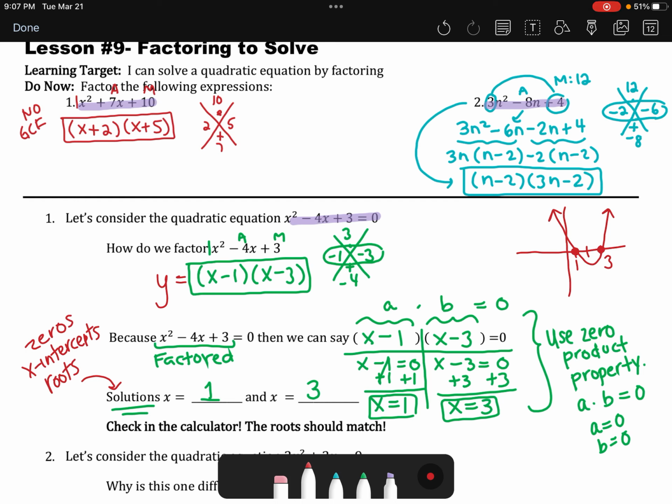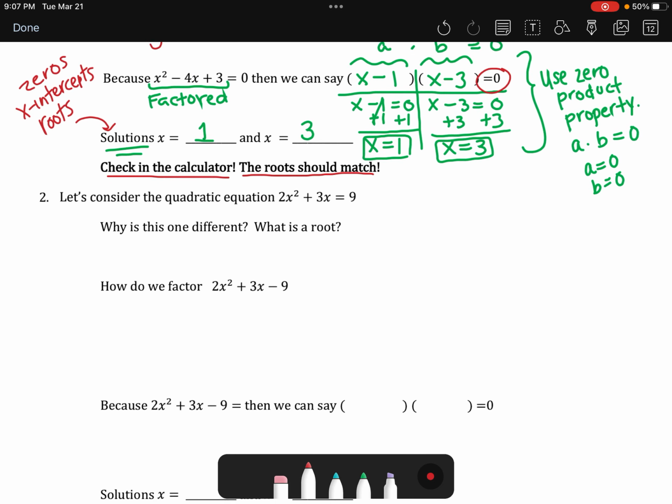Another reason why they're called zeros is because we had to set the equation equal to 0 in order to find them. So that's what we're actually doing when we're solving these equations. We're finding the x-intercepts. That's why we're factoring them. Remember factored form, one of the key features was the x-intercepts? That's where it's all connected now. So you can always check this in your calculator, and the roots, the x-intercepts, should match up. Okay, let's keep going. Let's try another one.